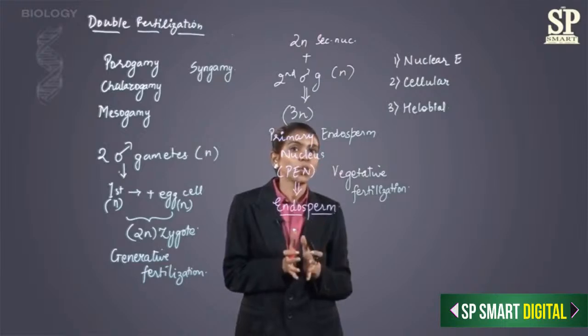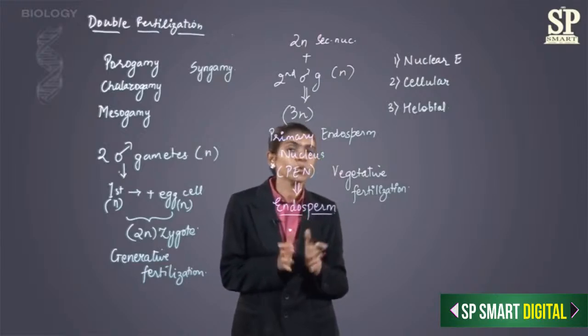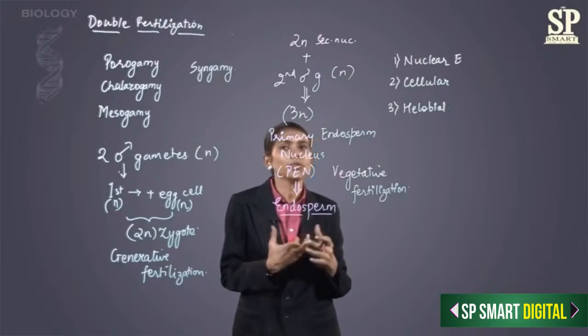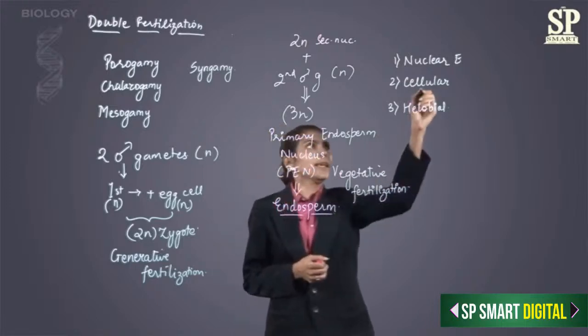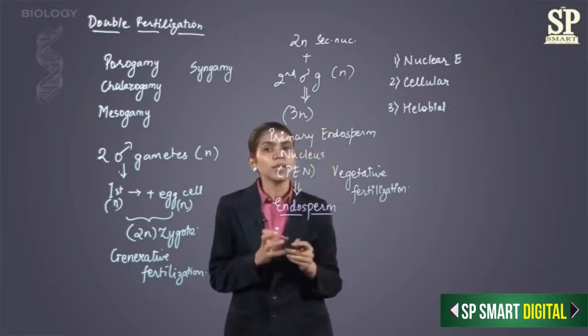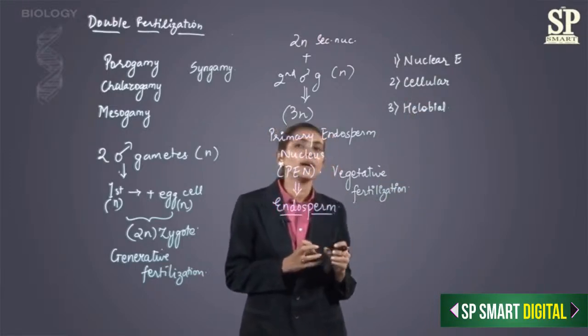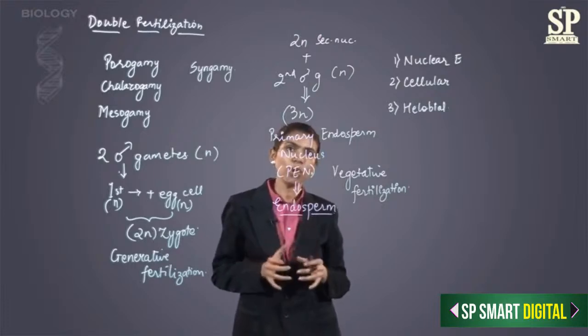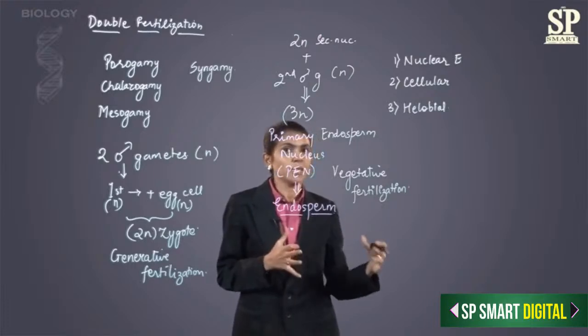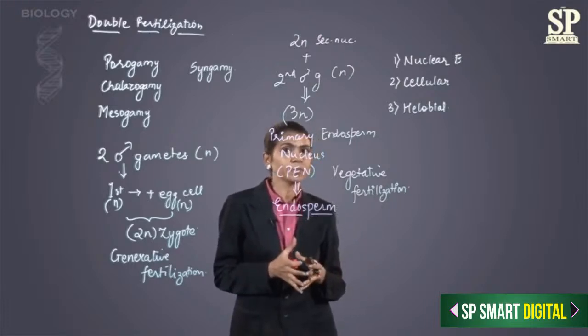There are no cell walls formed, so there are no separate cells. It is just full of many nuclei. Second, cellular. Here, nuclear division takes place, and after that cell walls are formed so that there are multiple cells in the endosperm.